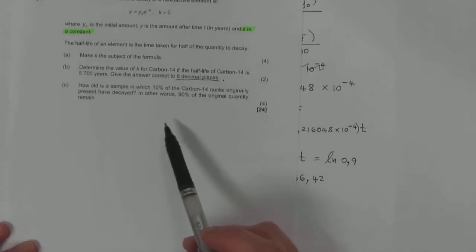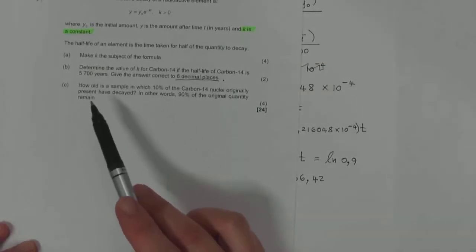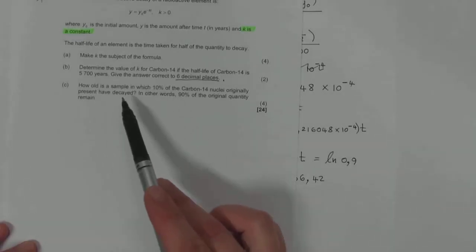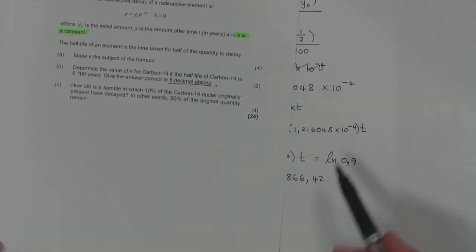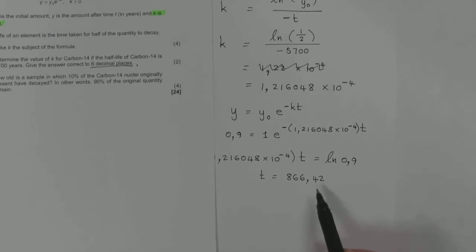So they just ask how old is the sample. They don't tell me to the nearest year or anything like that. So I'm going to keep the answer correct to 2 decimal places.